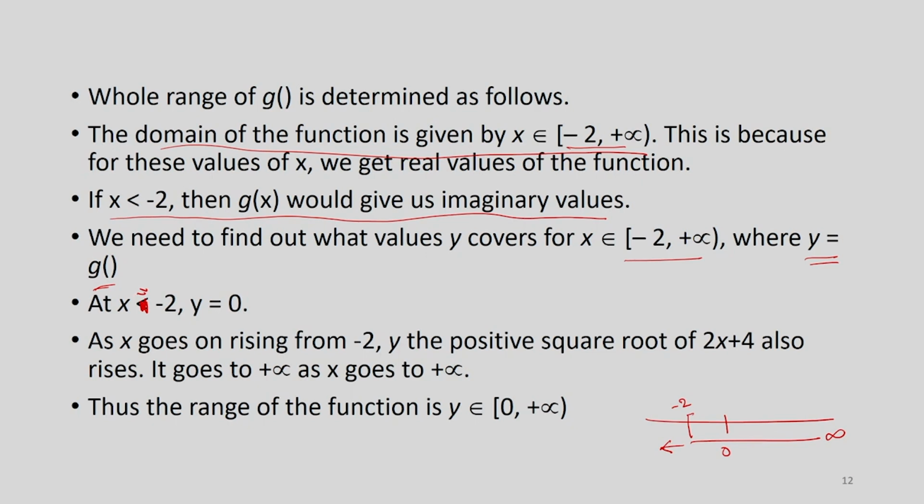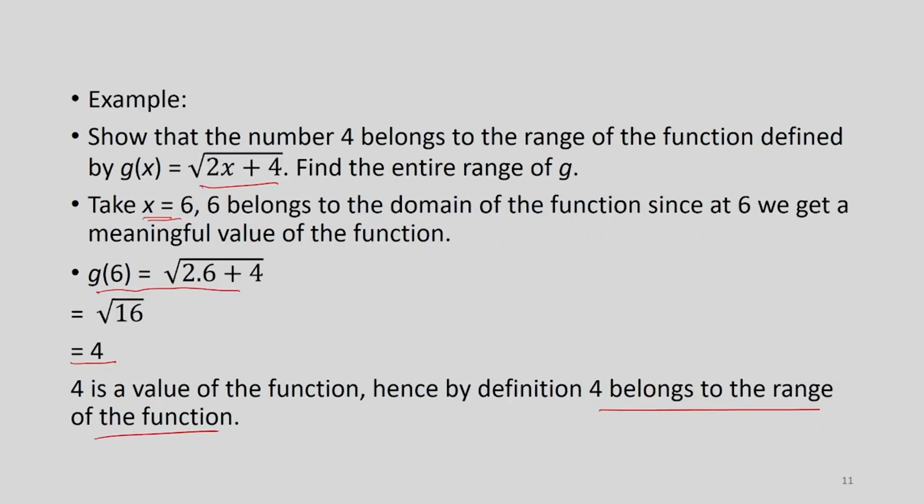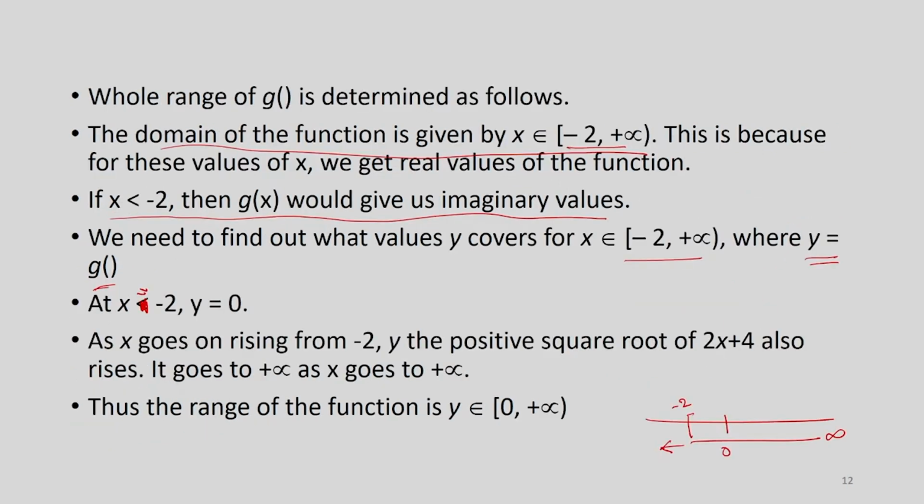If x is equal to minus 2, we have just seen y is equal to 0, right, because it becomes root over 2 multiplied by minus 2 plus 4, which is equal to minus 4 plus 4 is equal to 0. So, f of minus 2 is equal to 0. Okay, that is why I have written at x is equal to minus 2, y is equal to 0.